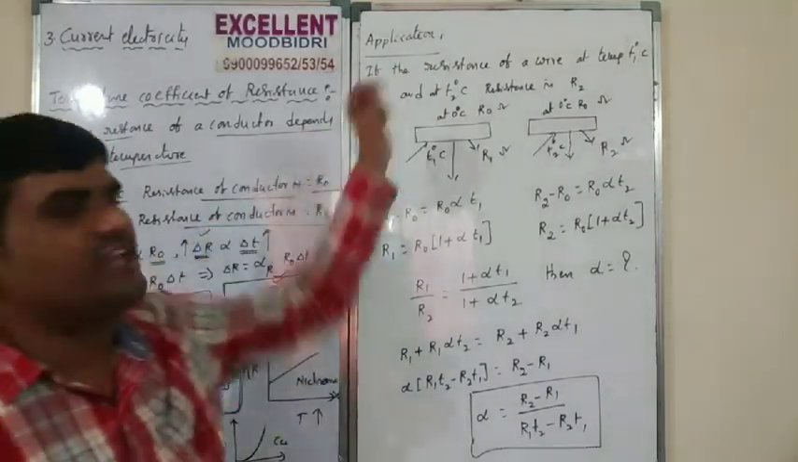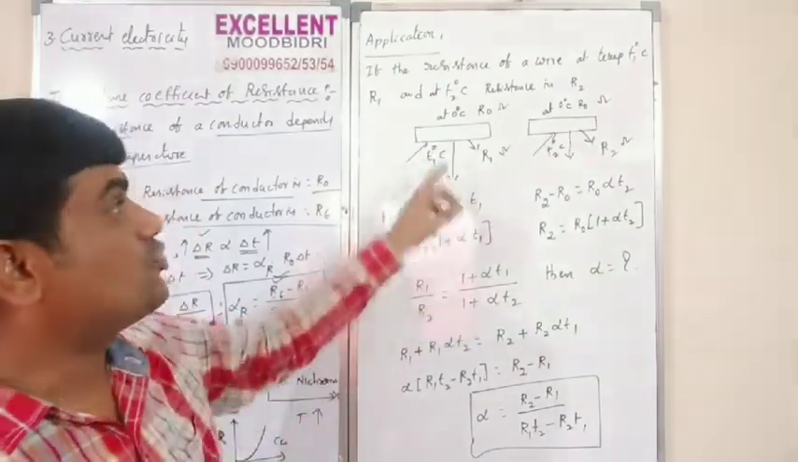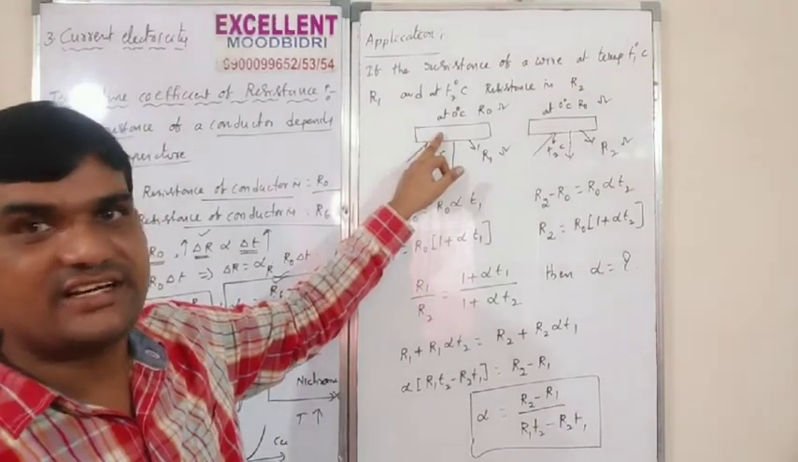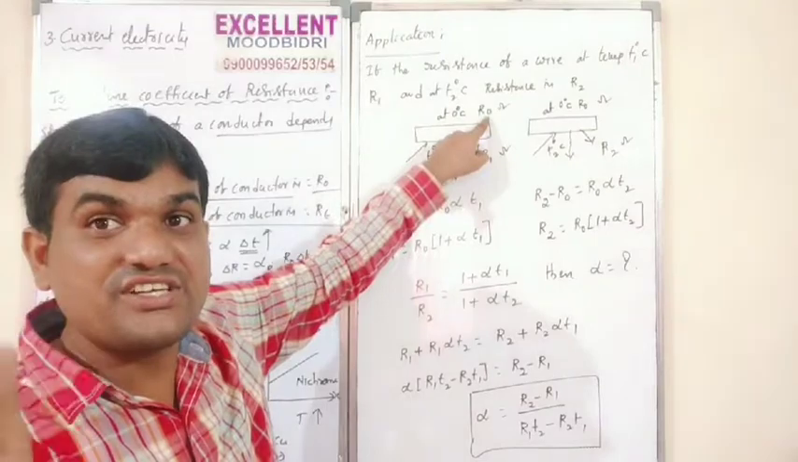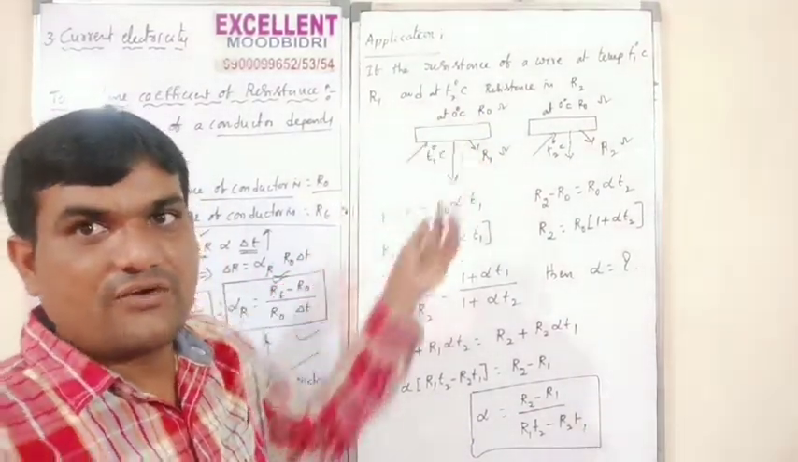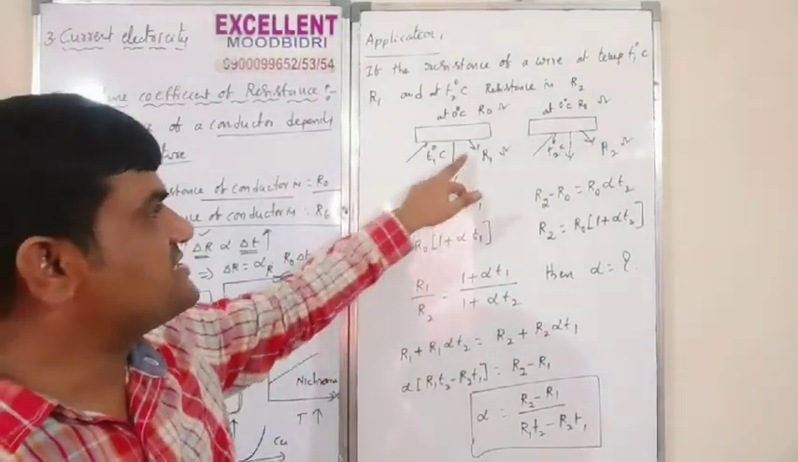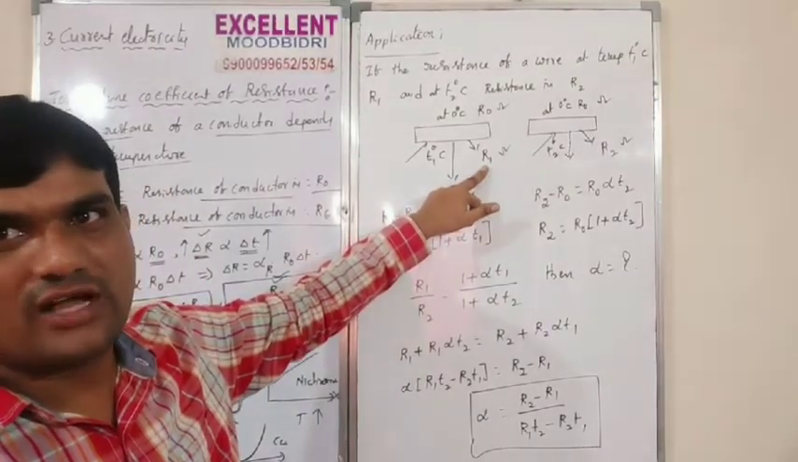So now a small application here, very, very important from the problem point of view. I took one conductor here. At 0 degrees Celsius, its resistance, sorry, resistance is R naught. Now I have given a small temperature, T1 degrees Celsius. In that case, its resistance is equal to R1.